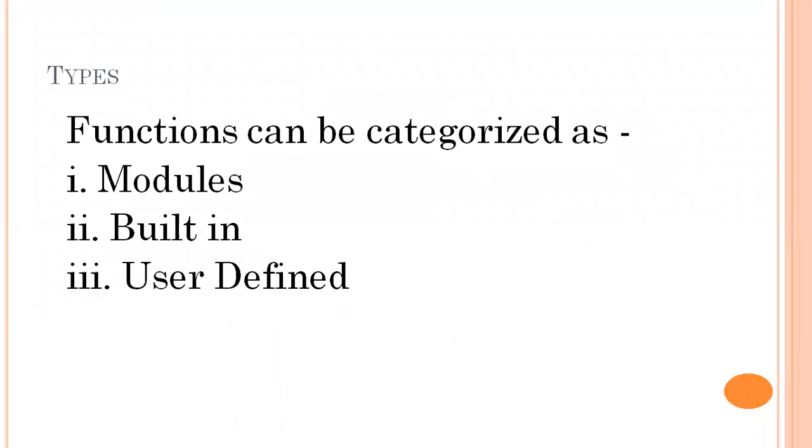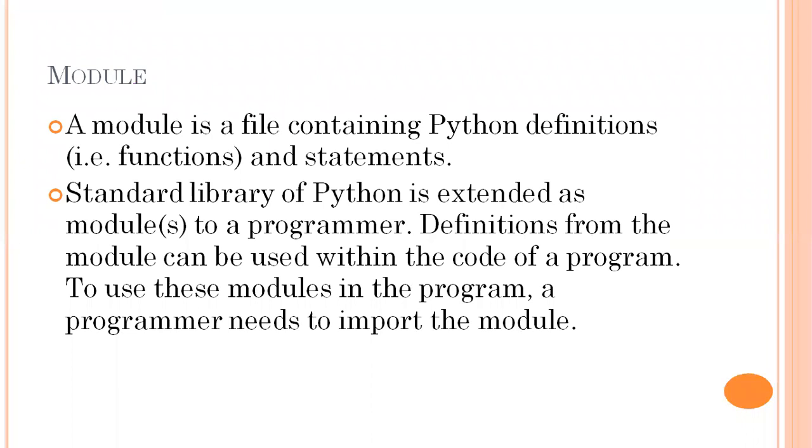Basically, we can categorize functions into three parts. First is module, second is built-in, and third is user-defined function. Whenever we talk about the module, it is a file containing Python definitions, that is, functions and statements. The standard library of Python is extended as modules to a programmer. Definitions from the module can be used within the code of a program. To use these modules in the program, a programmer needs to import the module.